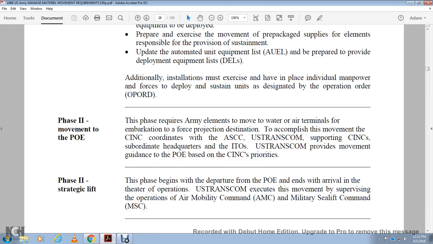Phase 3, strategic lift. The phase begins with the departure from the port of embarkation and ends with the arrival in the theater of operation. U.S. Transportation Command executes the movement under the supervision of the operation of the Air Mobility Command and Military Sealift Command.